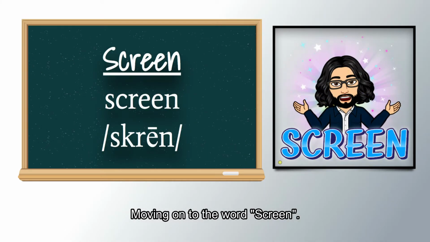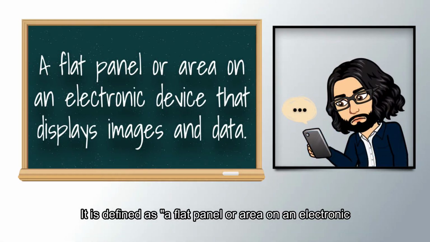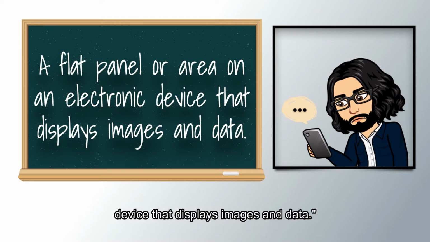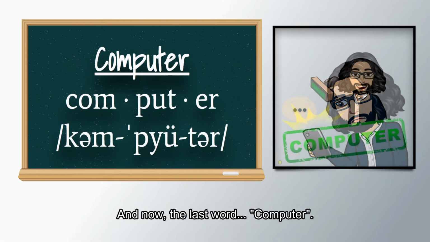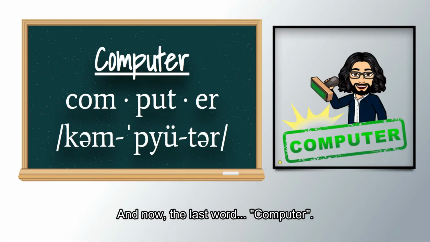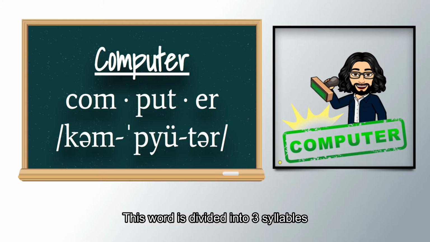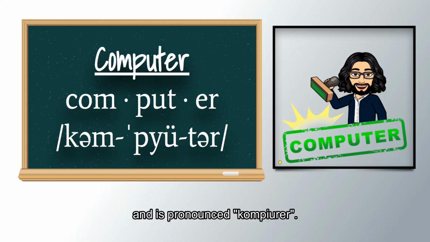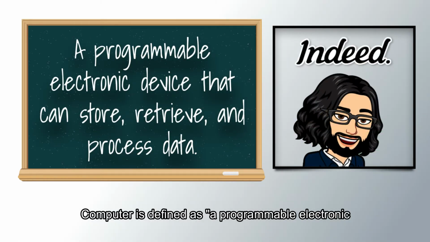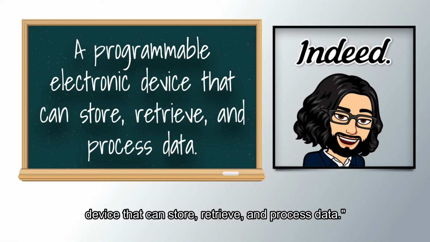Moving on to the word screen. This word is a single-syllable word and is pronounced screen. It is defined as a flat panel or area on an electronic device that displays images and data. And now the last word, computer. This word is divided into 3 syllables and is pronounced computer. Computer is defined as a programmable electronic device that can store, retrieve, and process data.